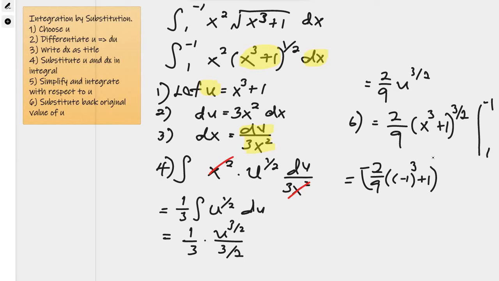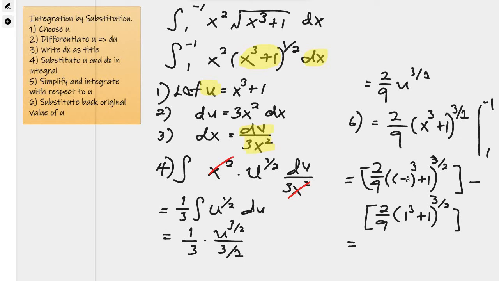plus 1 to the power of 3 over 2. And then minus, substitute my x equals 1. So 2 over 9, 1 cubed plus 1 to the power of 3 over 2. Okay, so let's calculate what we get here.